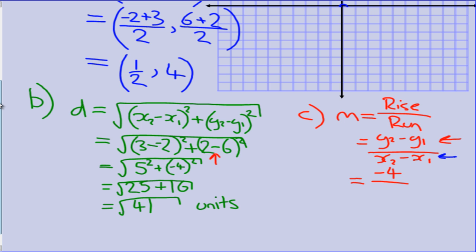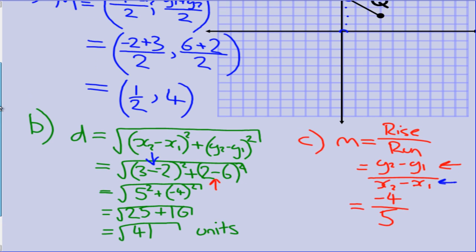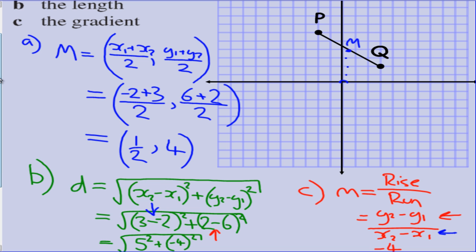So down here, our x2 minus x1 is the same as in the distance formula, which gave us 5 in the end. And there we have it. Negative 4/5 is the gradient. Remember, if it's a negative gradient from left to right, your line is going down. So if we have a look at ours, yes, from left to right, our line is going down. So we're pretty happy with all three of those answers.